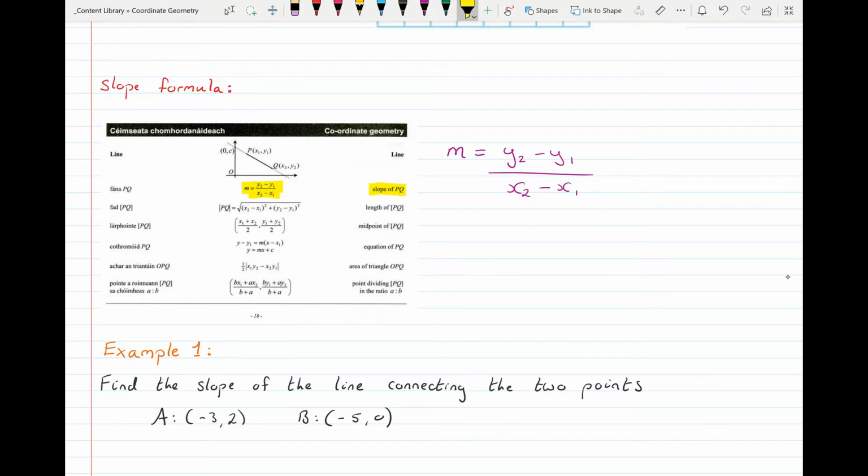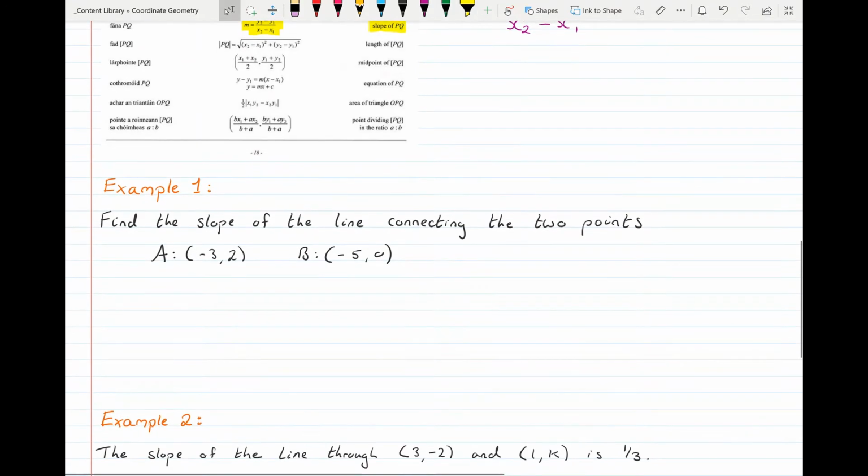From the little diagram over here at the top, it tells us that the point P is x1, y1 and the point Q is x2, y2. So we need 2 points to be able to sub into the slope formula to give us the slope of the line. We have an example of that done down here. Find the slope of the line connecting the 2 points A (-3, 2) and B (-5, 0).